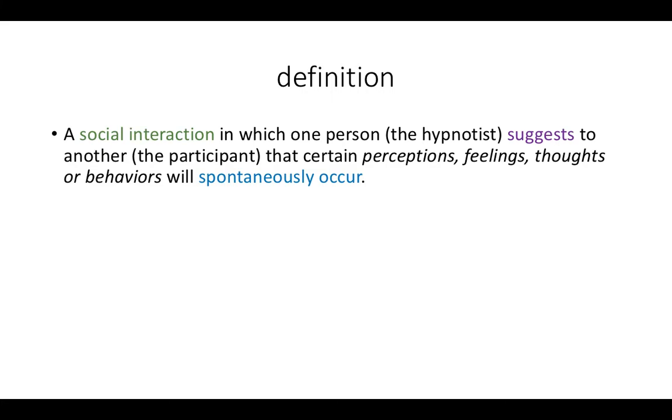I'll give you the book definition. Hypnotism is a social interaction, so that's an important part of the definition, in which one person, the hypnotist, suggests to another, the participant, that certain perceptions or feelings or thoughts or behaviors will spontaneously occur. So after you write it down, you've got to think about, what does that actually mean?